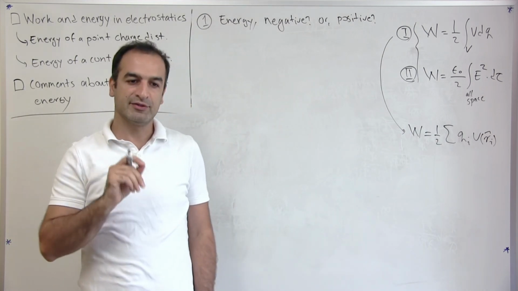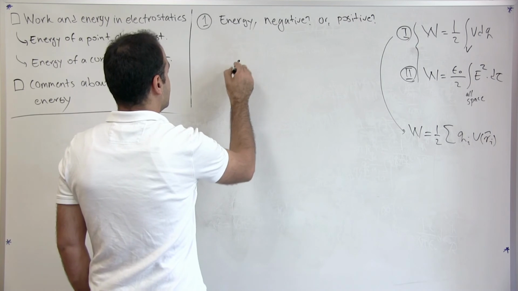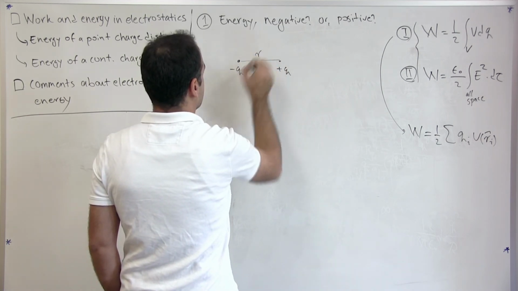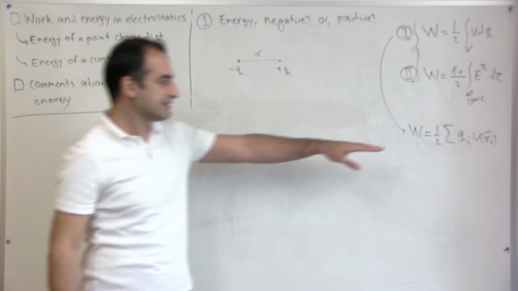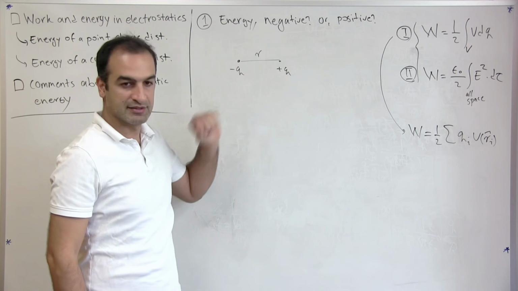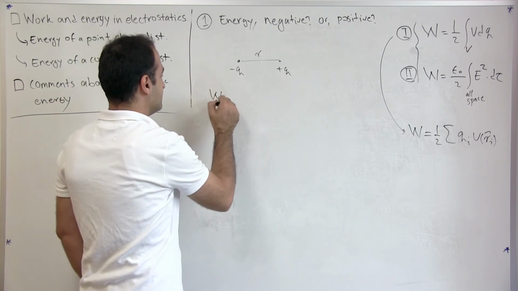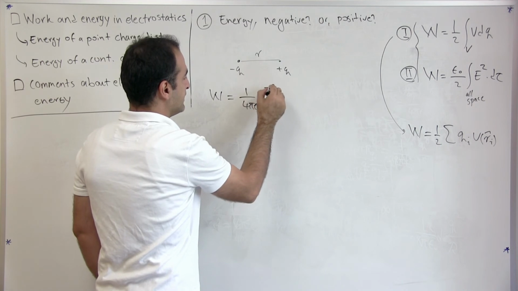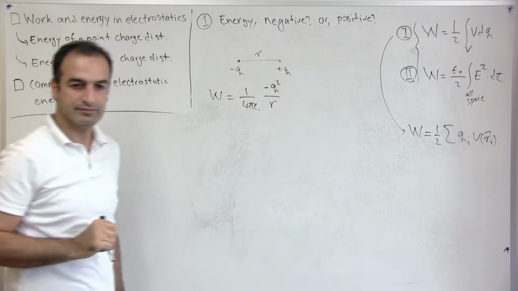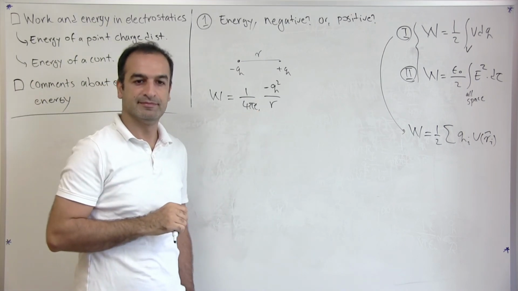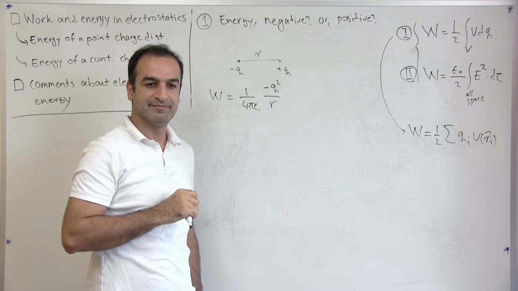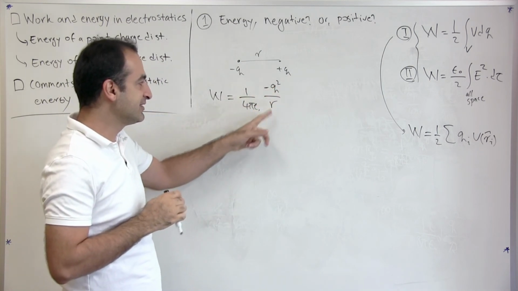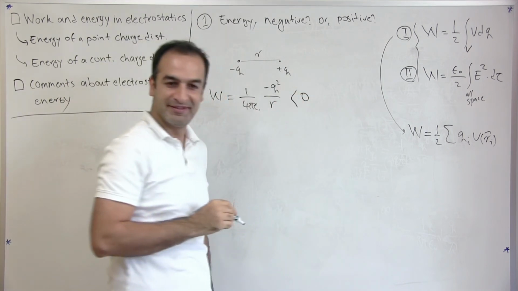Now I want to give you one example. Let's imagine you only have one negative charge, negative q, and one positive charge, positive q, sitting a distance r from each other. If you follow this, what is the energy of this charge distribution? You have two charges, so it becomes 1/(4πε0) times Q1 Q2, which becomes negative Q squared divided by R. Now, is it negative or positive? Are you guys with me? 1/(4πε0) times negative Q squared divided by R is actually a negative number.